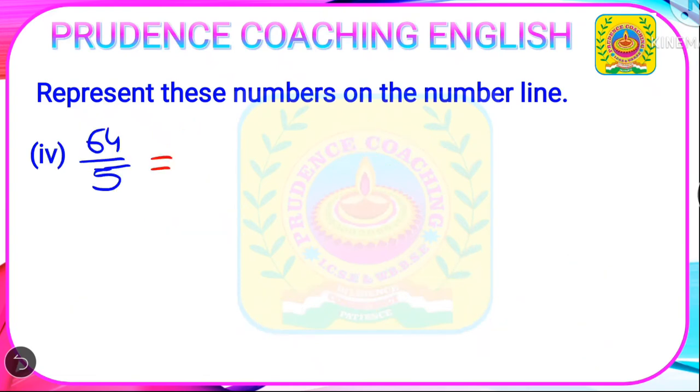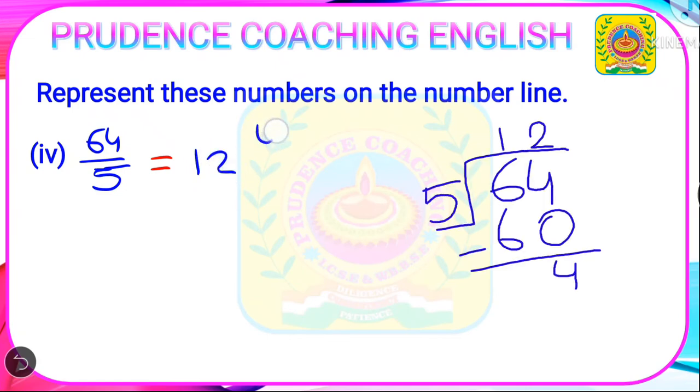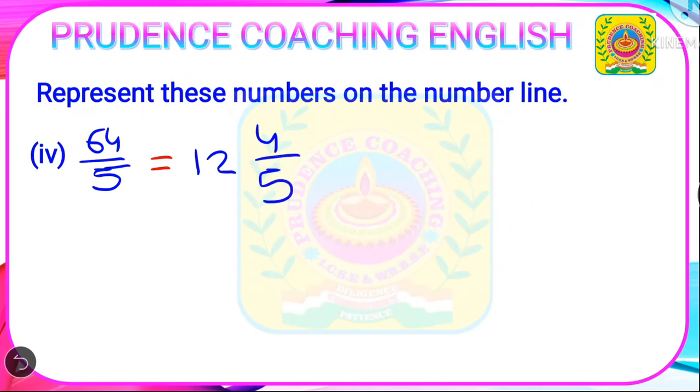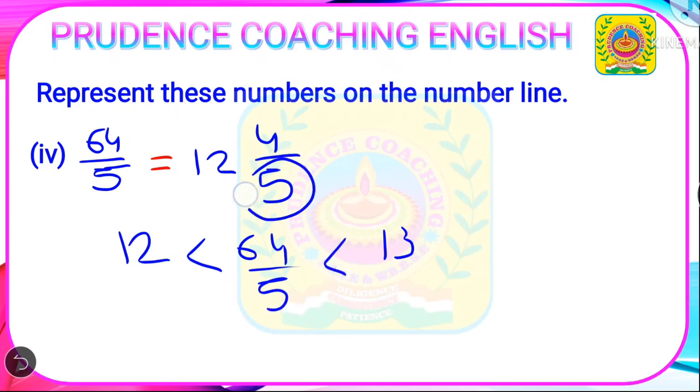As you can see, students, this particular number is also an improper number, where the numerator is greater than the denominator. So what we need to do is change this number into a mixed fraction. We know 5 12s are 60. We will be left with the remainder 4, and the denominator here is 5. So the number lies between 12 and 13. This number is greater than 12, but it is less than 13, and the denominator here is 5.